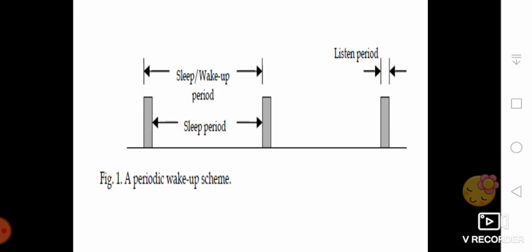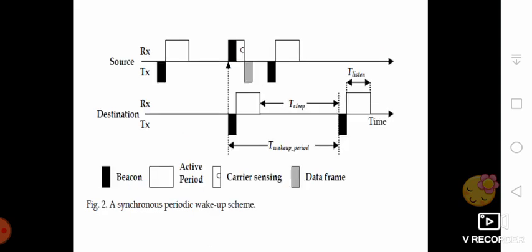So in asynchronous systems, there are two basic approaches, namely transmitter initiated and receiver initiated. So using a transmitter initiated approach, a node sends a frequent request packet until one of them hits the listening period of the destination node.